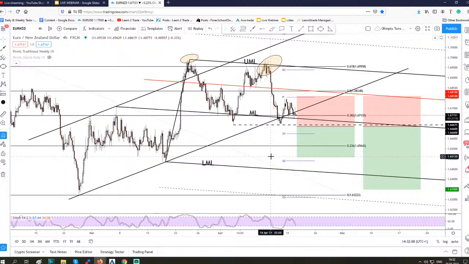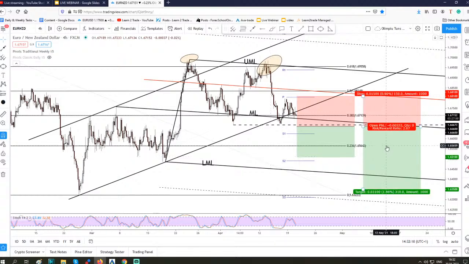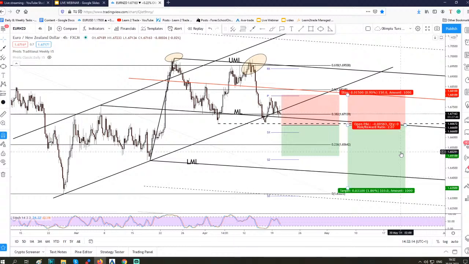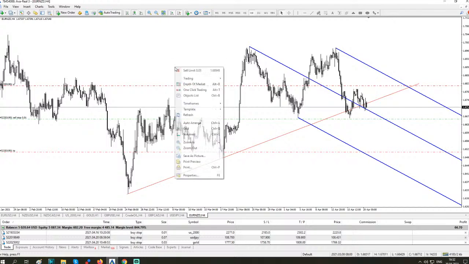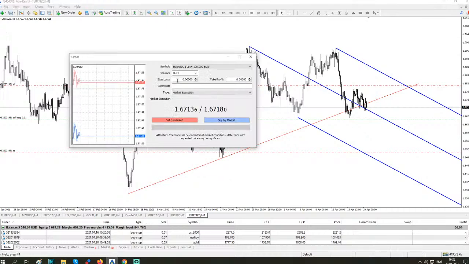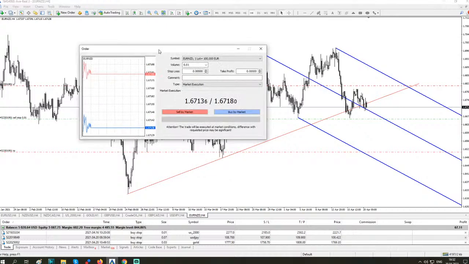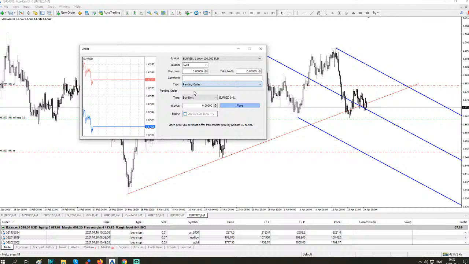Okay guys, and as I've told you, we'll use two take profits, and our second take profit will be here at 1.6350. Okay, and I will go back to my platform, to our real account, and I will place another sell stop with the same size, volume, risking less than 1% on this trade.